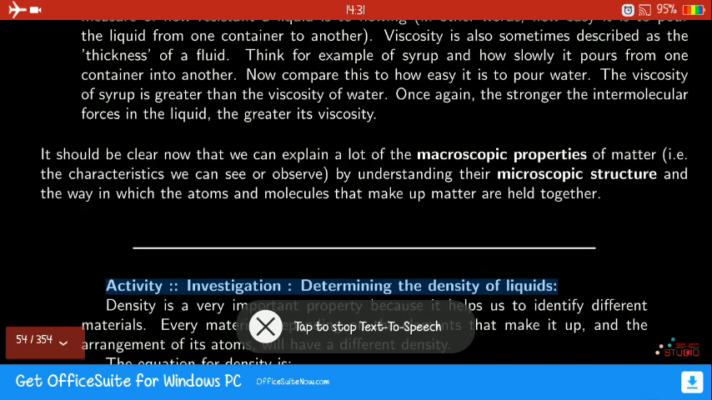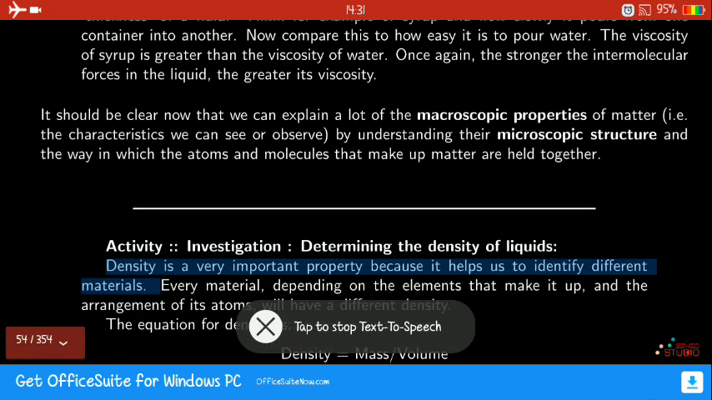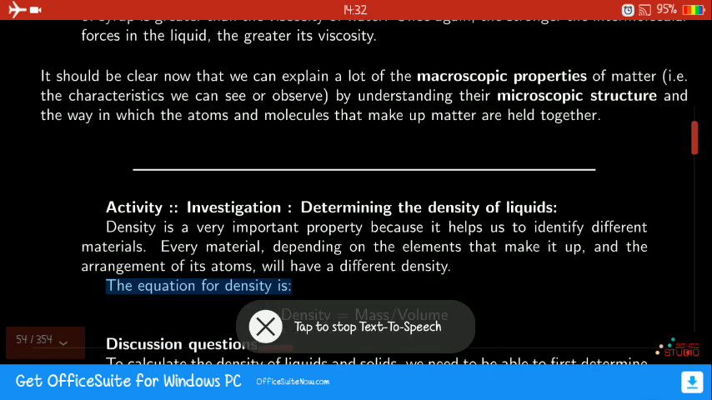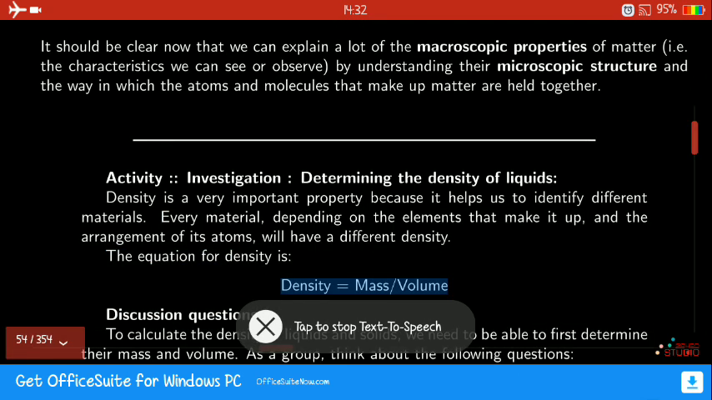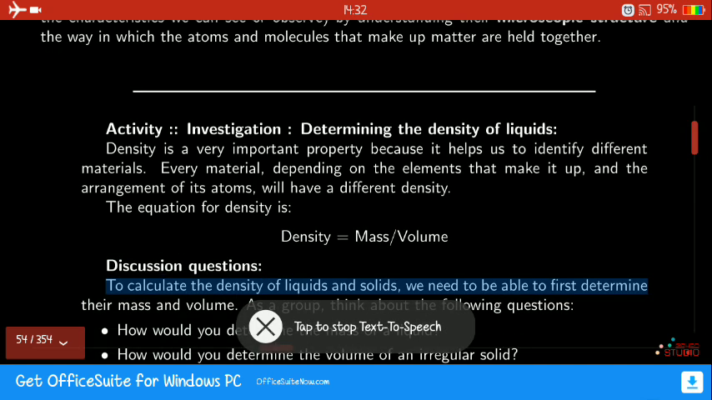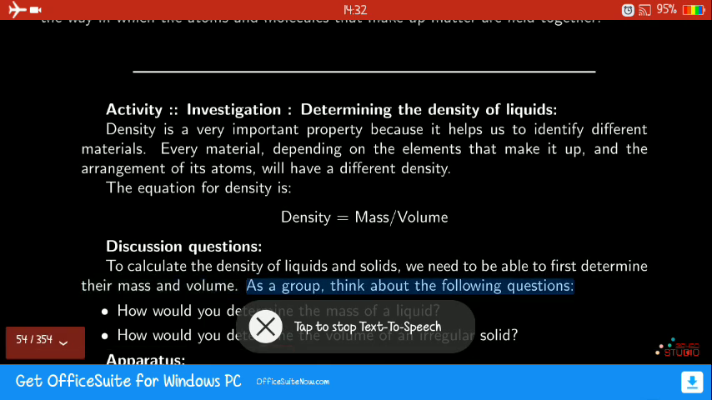Activity, investigation: determining the density of liquids. Density is a very important property because it helps us to identify different materials. Every material, depending on the elements that make it up and the arrangement of its atoms, will have a different density. The equation for density is density equals mass divided by volume. Discussion questions. To calculate the density of liquids and solids, we need to be able to first determine their mass and volume. As a group, think about the following questions.